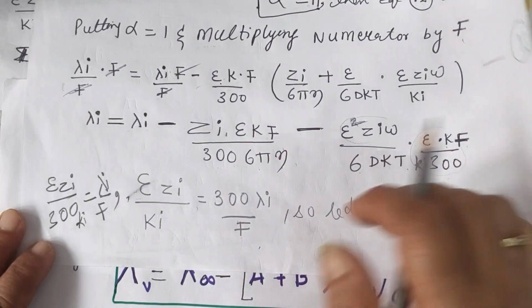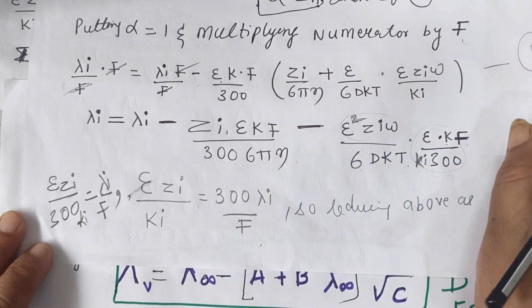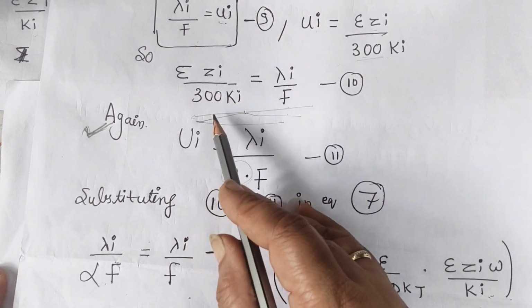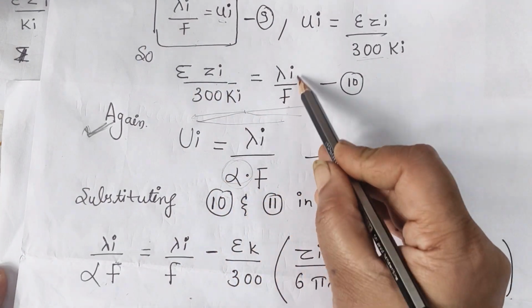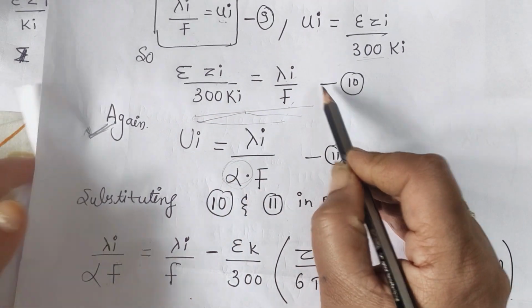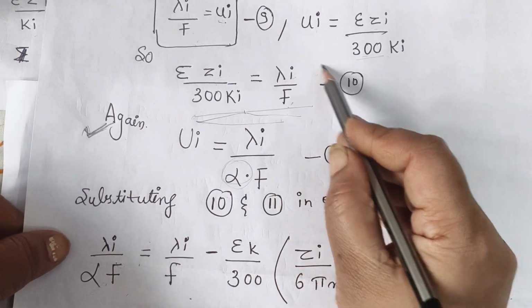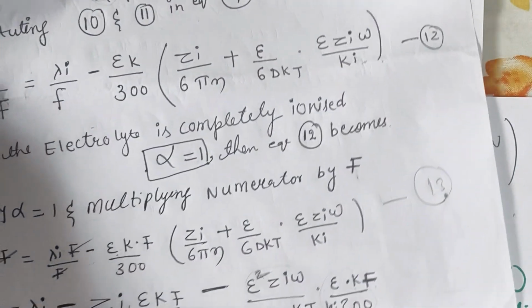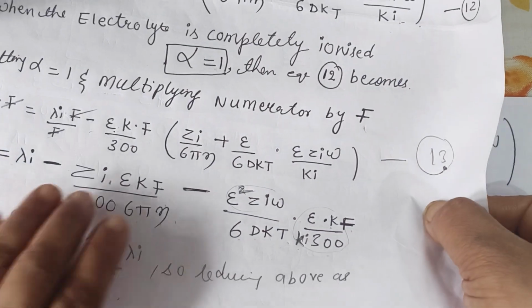And now, as you saw in the beginning, we have told that epsilon zi by 300 kT is equal to lambda I by f. Okay, question number 10. So we will replace our second term with this value, lambda I by f. So when you replace this, what value will you get here?